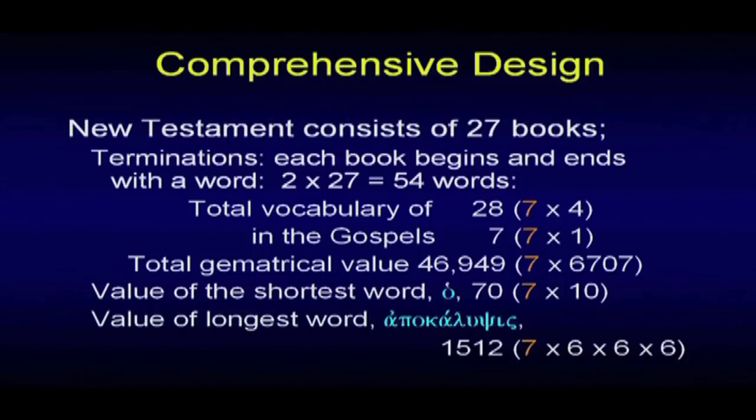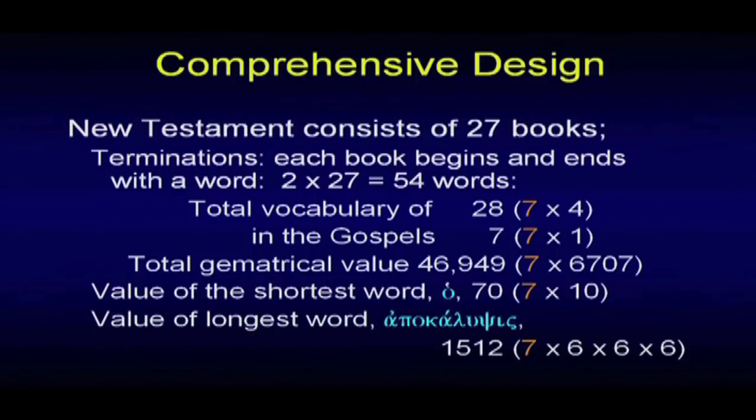Terminations. That means each book begins and ends with a word. If there's 27 books times 2, that must be 54 words that terminate the different books of the New Testament. The total vocabulary of the terminal words, the first and last words of each book, is 28 different words. That's a multiple of 7 exactly. In the Gospels alone, it's 7. The total geometrical value of those 54 words is a multiple of 7 exactly.